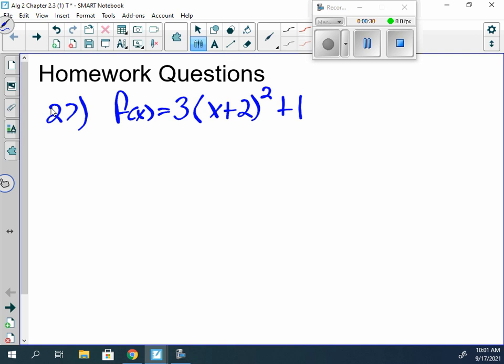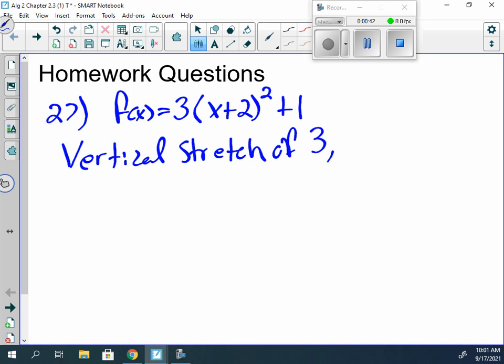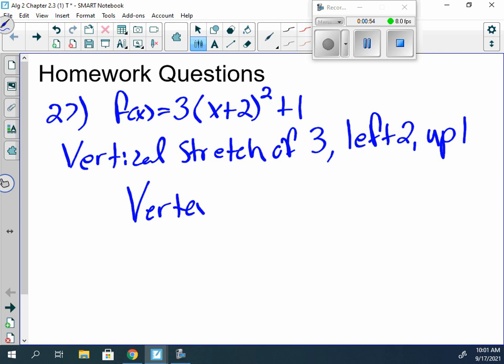So if we look at this going left to right, the first thing we have is a 3 outside the parentheses. That'll be a vertical stretch of 3. The 2 inside the parentheses would be left 2 and then up 1. Now, what would the vertex be? Negative 2 and 1. And that's it.